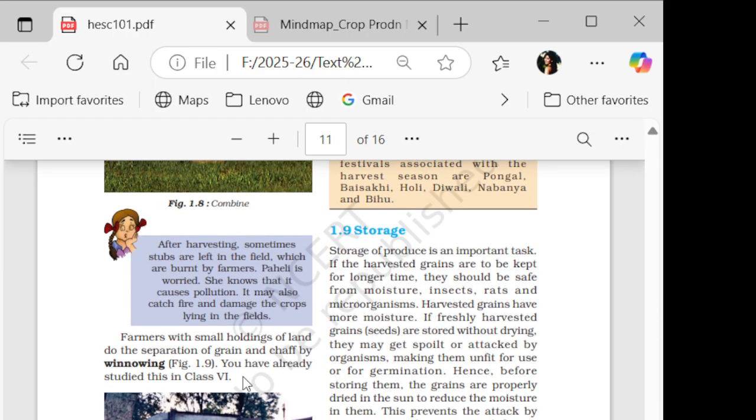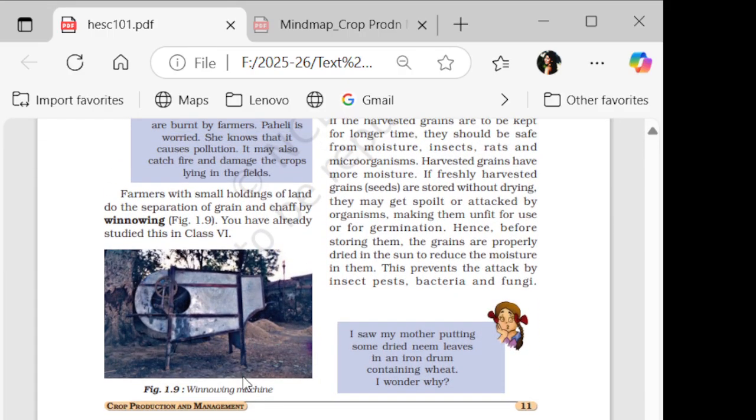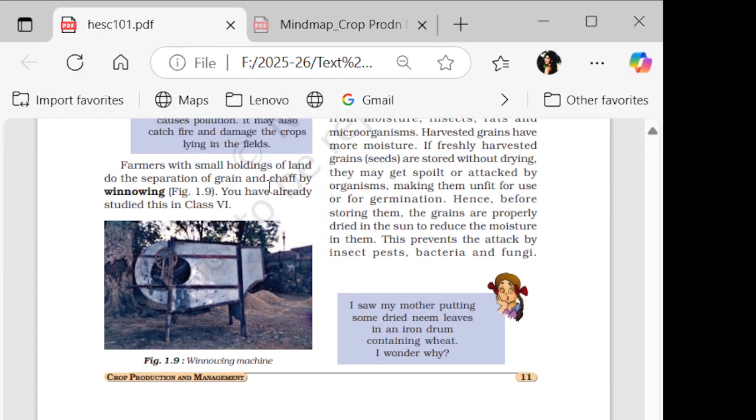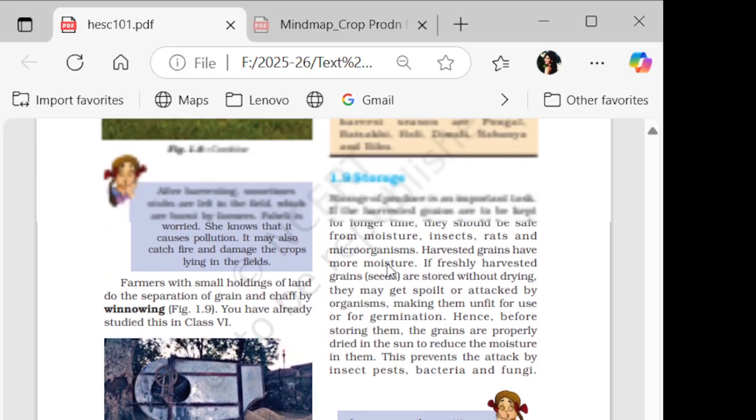And the farmers with small holdings of land, see, they do winnowing also, right? They let the grains fall from a height, so that the grains are separated and the chaff is also separated.